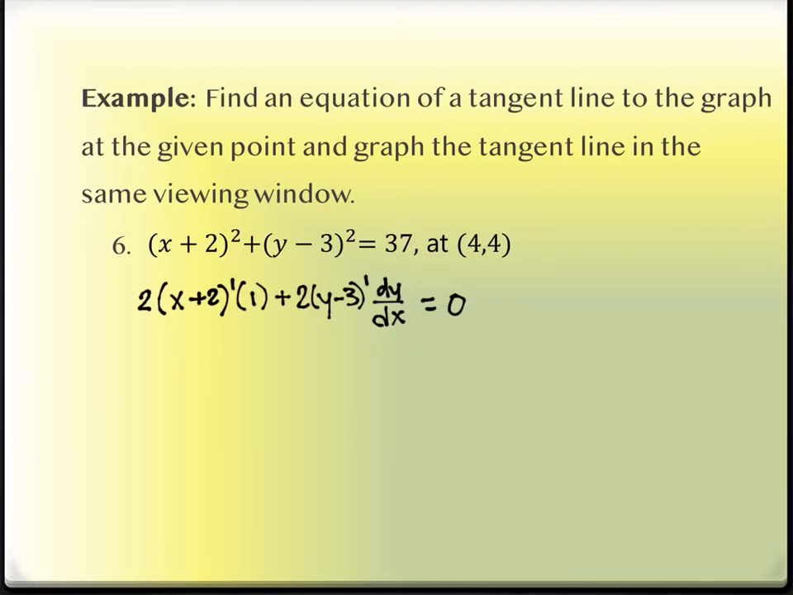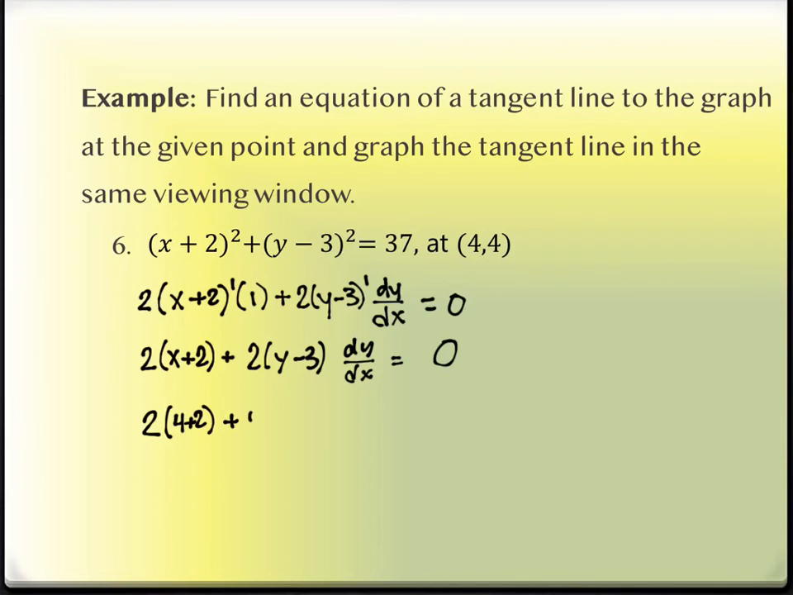So we can clean this up at least a little bit if we wish. I'm going to leave it like this for the moment. 2 times x plus 2 plus 2 times y minus 3 dy dx equals 0. We could solve it for dy dx, it would be okay. But we could also plug in the 4 at this point. Since I solved it for dy dx in the last one, I'm going to plug in the 4 on this one because it doesn't ask me specifically to solve it, generally speaking. So we have 2 times 4 plus 2 plus 2 times 4 minus 3 dy dx equals 0.